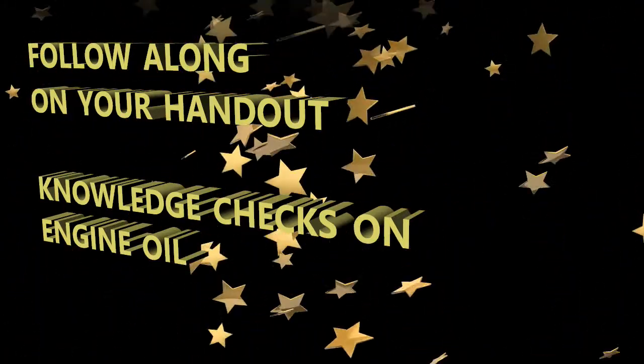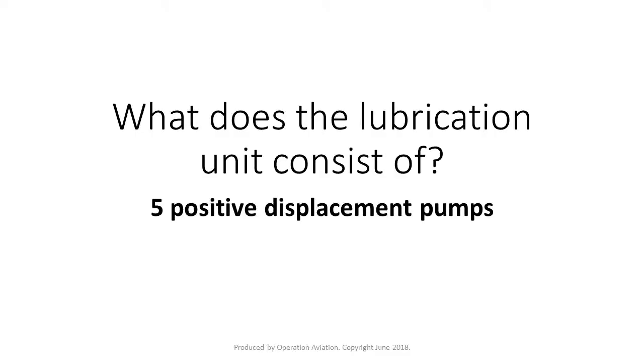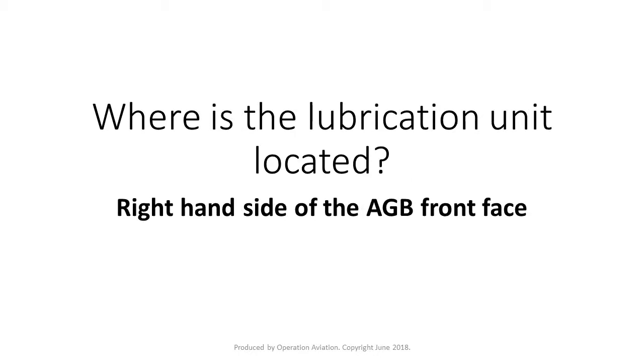Question to you: what does the lubrication unit consist of? You have 2 choices: is it 3 positive displacement pumps or 5? I just mentioned to you it's 5. It's 1 supply pump and 4 scavenge pumps. Number 2, where is the lubrication unit located? I mentioned it was on the fan case, but is it the right side or the left side? It's actually the right-hand side of the accessory gearbox, front face.